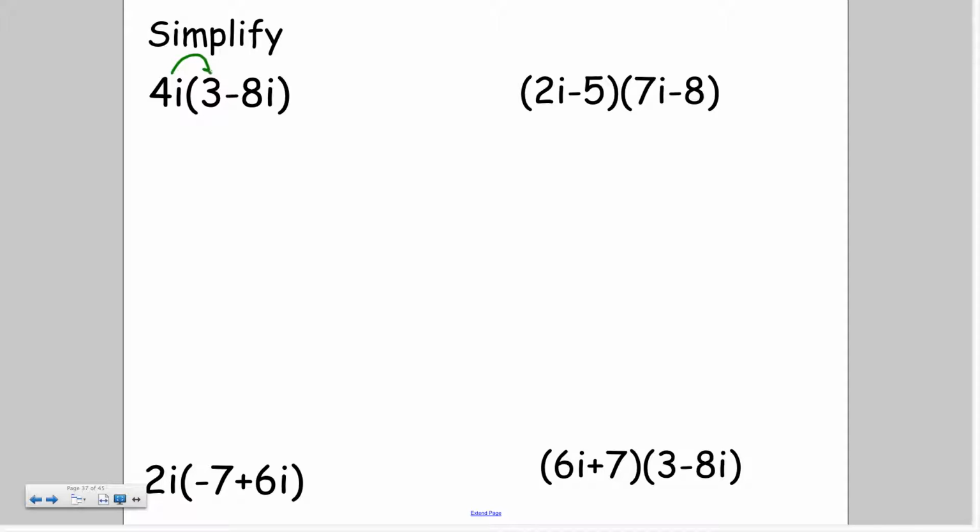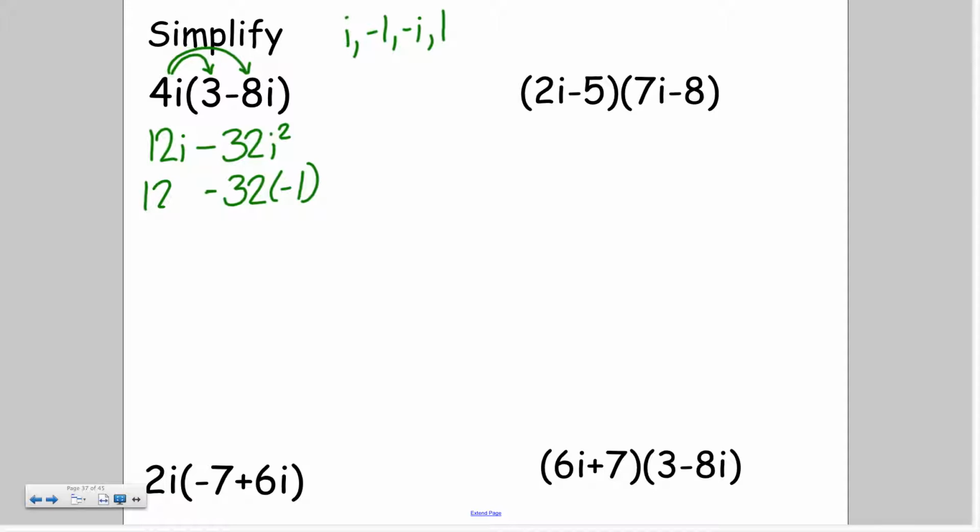So the first one, I'm going to distribute my 4i to everything. So 4 times 3 is 12, and that's an i. 4 times 8 is 32. I times I is I squared. Now, remember the pattern, and I'll write it at the top here. I, negative 1, negative I, 1. I squared is negative 1. So 32 times negative 1. Don't forget there's a negative there because it's being subtracted. So this is going to give me a positive 32.